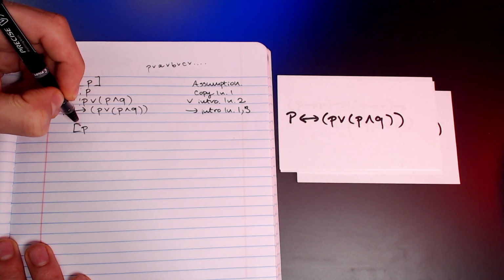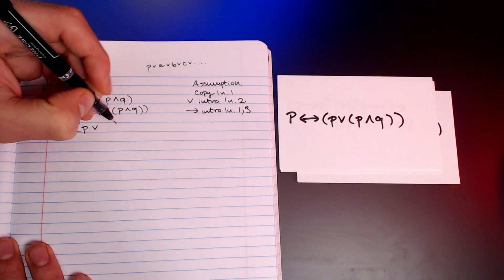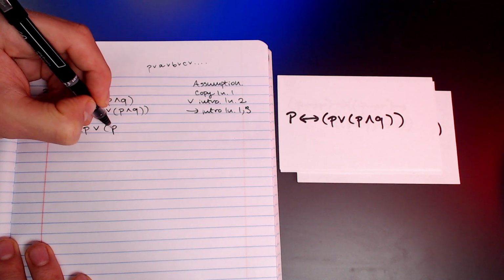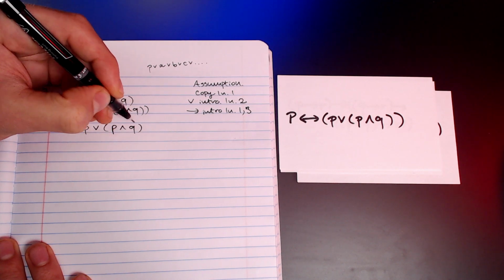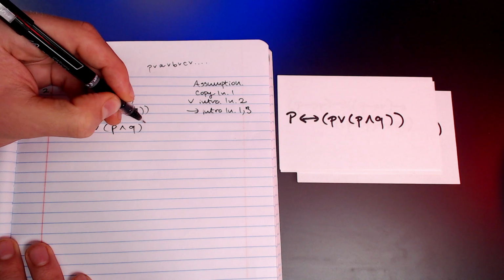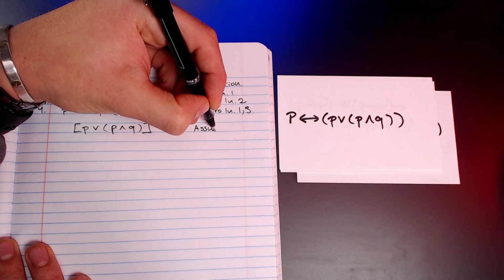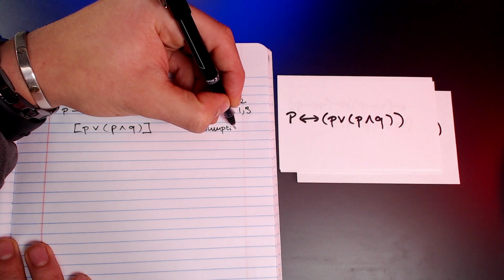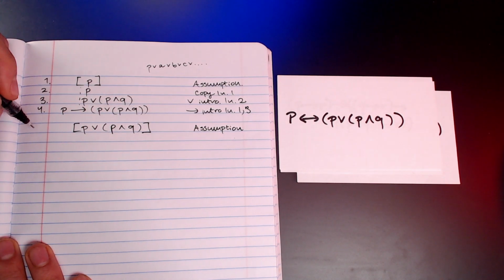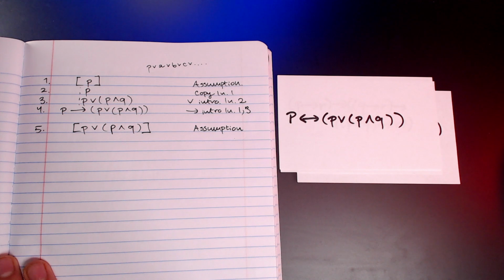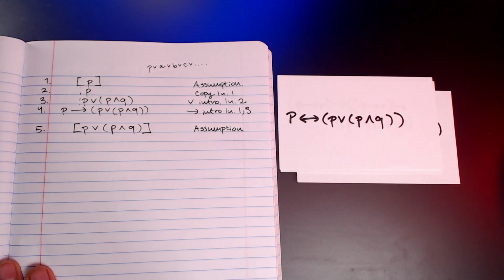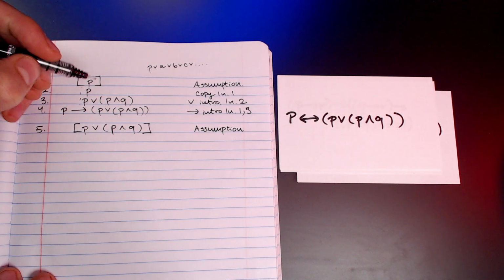assume that P or P and Q is true. Okay. And then we want to get to just P. Now, how can we do that?